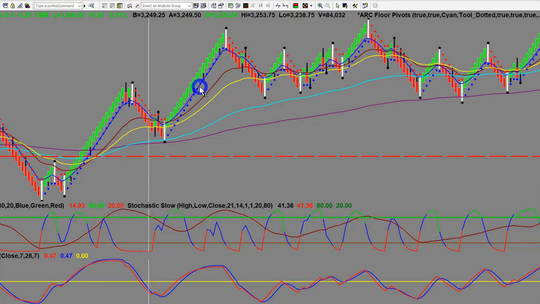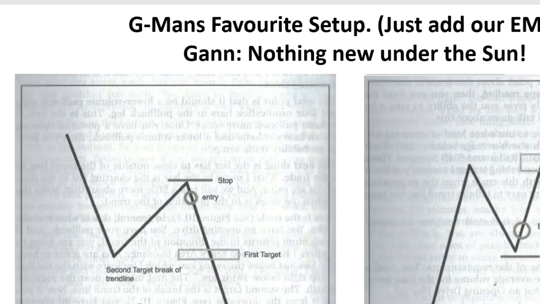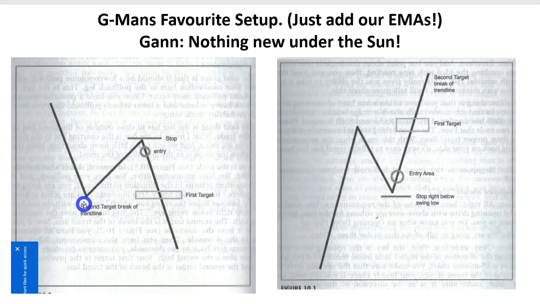So, in scalping, getting back to how G-Man trades, let's go back to this PowerPoint. Where is it? Here it is here. Simply, we're waiting for a retracement to one of our major EMAs. And what it does, it just gives us a lot more confidence in the move. If you're using tick charts or even, say, volume or even a time-based chart, which works exactly the same.